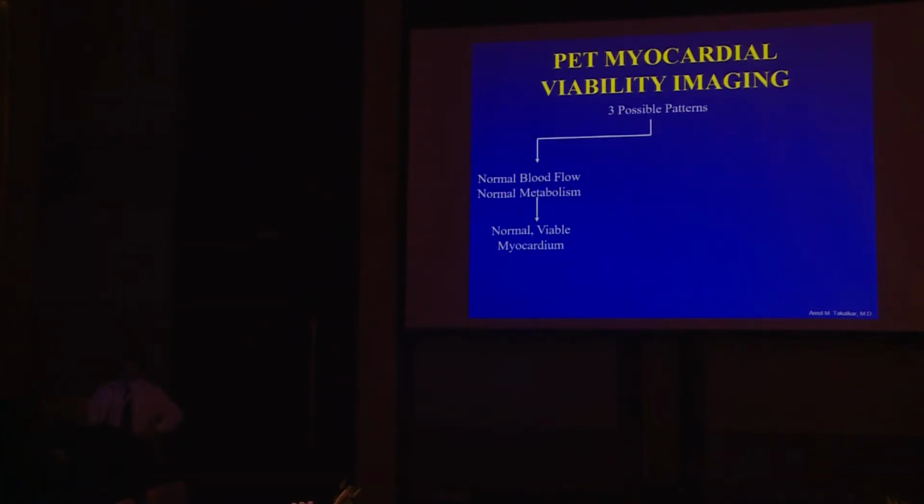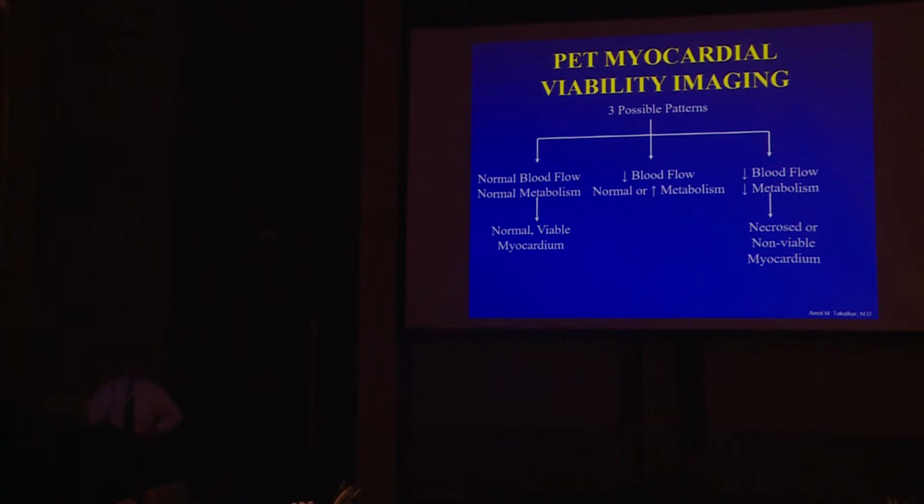And you get three possible patterns: normal blood flow, normal metabolism, that's normal; decreased blood flow, decreased metabolism, that's necrosis or non-viable. It's the intermediate decreased blood flow but normal or increased metabolism, that's the flow metabolism mismatch, that's considered the hallmark for dysfunctional but viable myocardium.